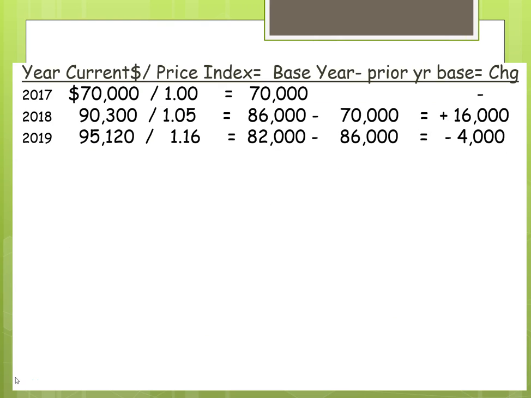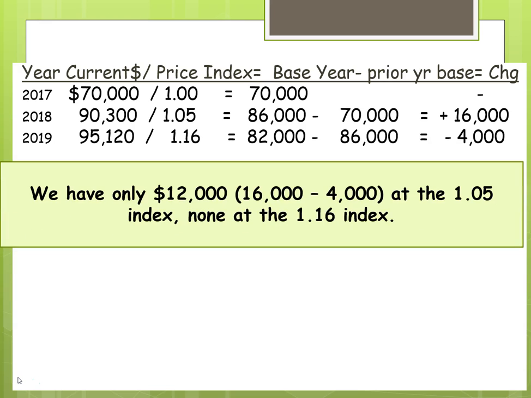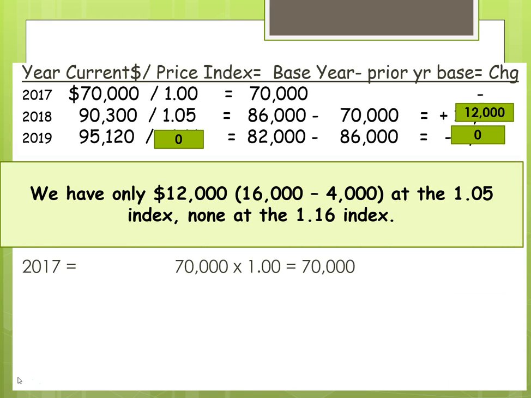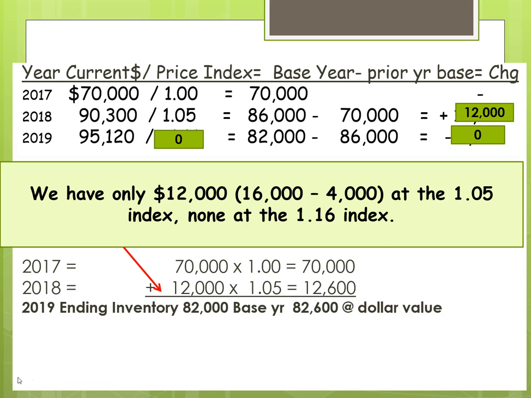Now we'll do 2019. It went down by 4,000, which means there's only going to be 12,000 left at the 1.05 index, and we'll never use the 1.16 index because the inventory value went down. So now we can price our inventory. Remember, it's going to have to equal at base 82. And so there it's at 82.6 for 2019.